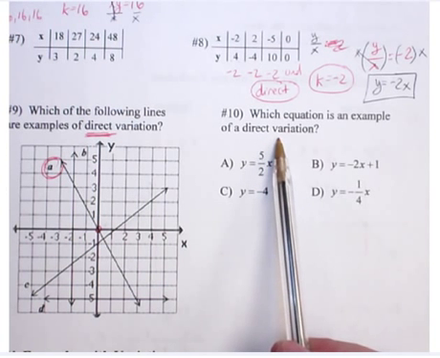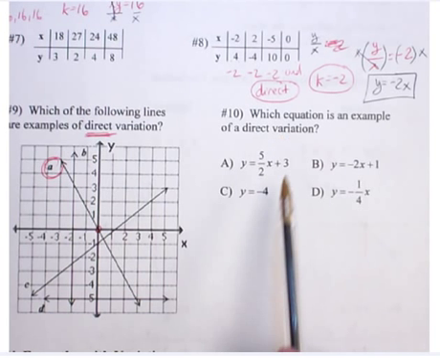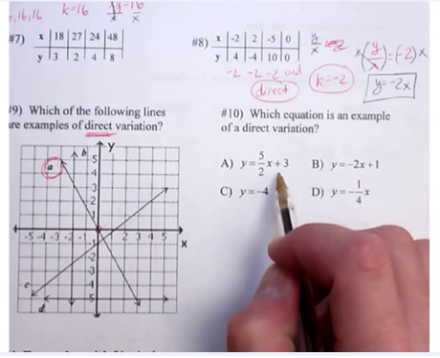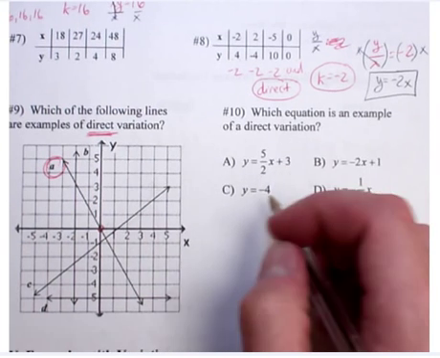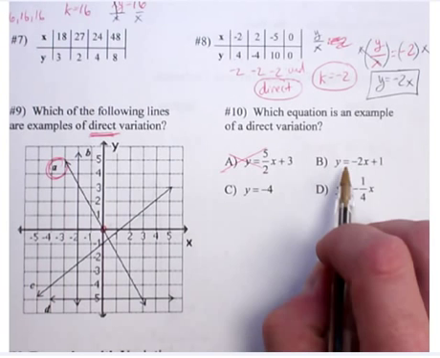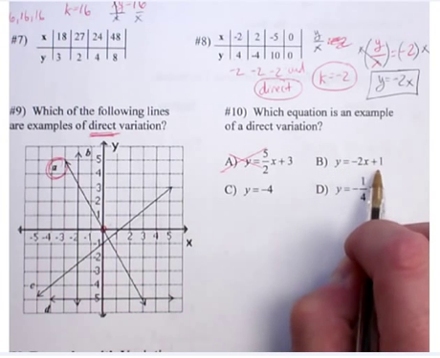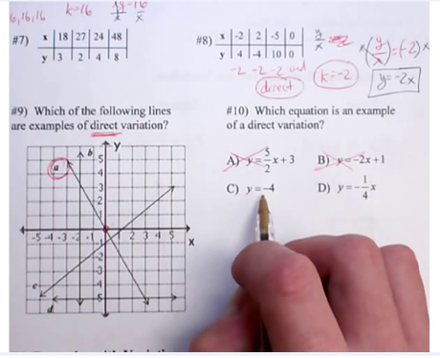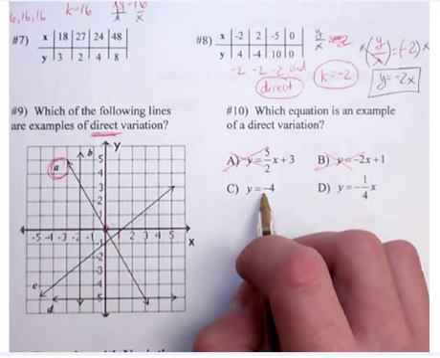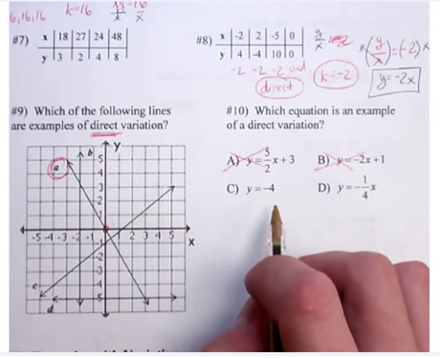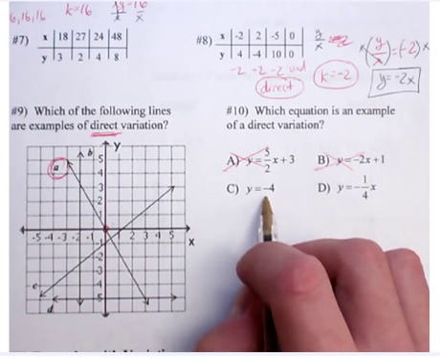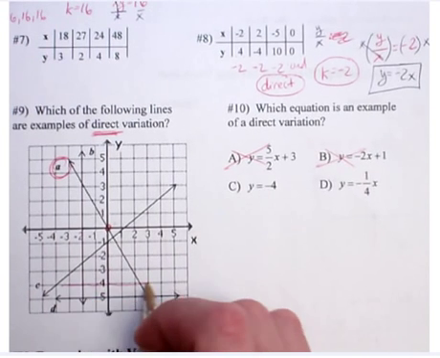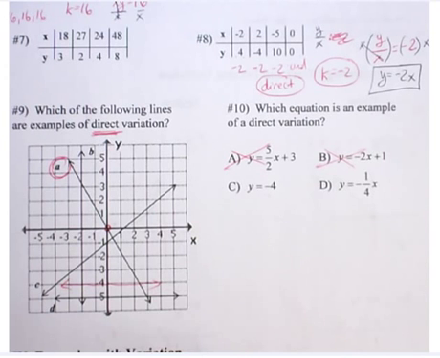Number 10. Which equation is an example of a direct variation? Now remember, it's a line. It has to go through 0, 0. So it can't be A because the y-intercept is not 0, it's 3. How about B? The y-intercept is positive 1. No good. Now C, y equals negative 4, that's horizontal. But the horizontal line, the y-intercept, is negative 4. If you graph that, y equals negative 4 looks like that.